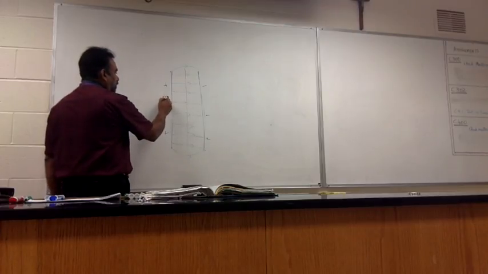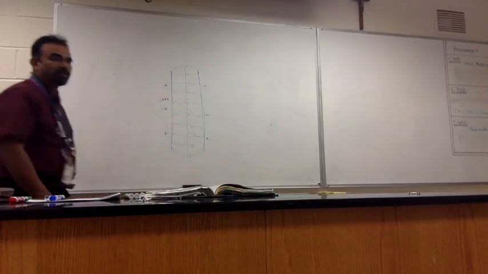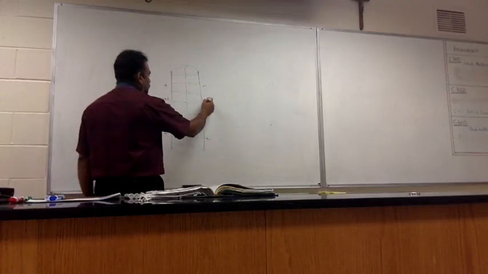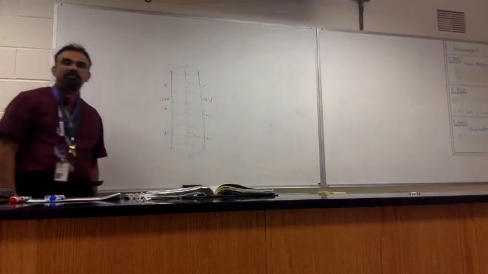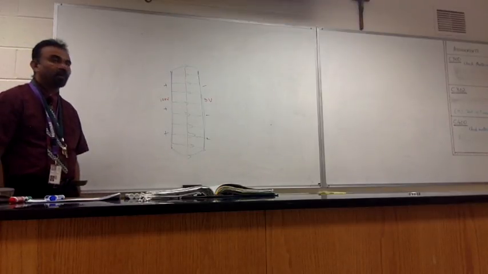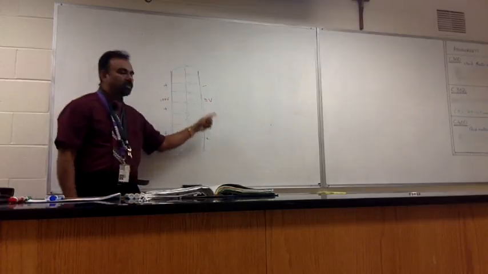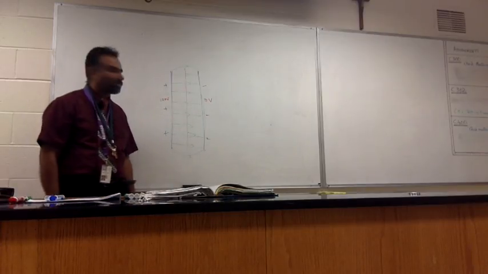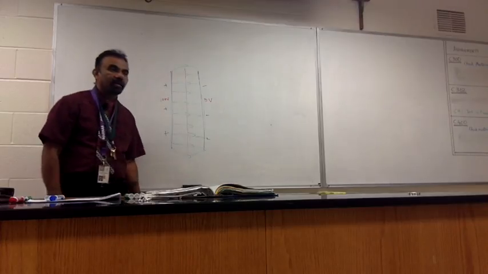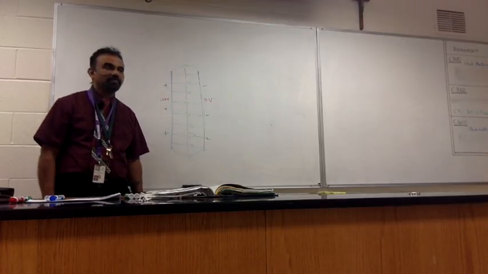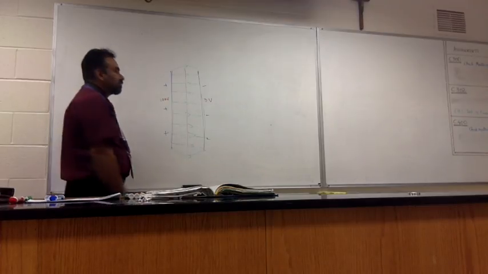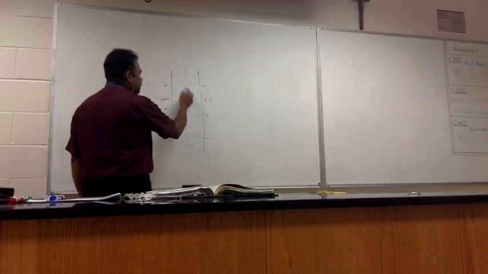So if this is a 100-volt potential, and this side is a 0-volt potential, what is the potential difference? 100 volts, right? So the potential difference from here to here is 100 volts. What is the middle line? How many volts? 50. So the middle line is going to be 50 volts.